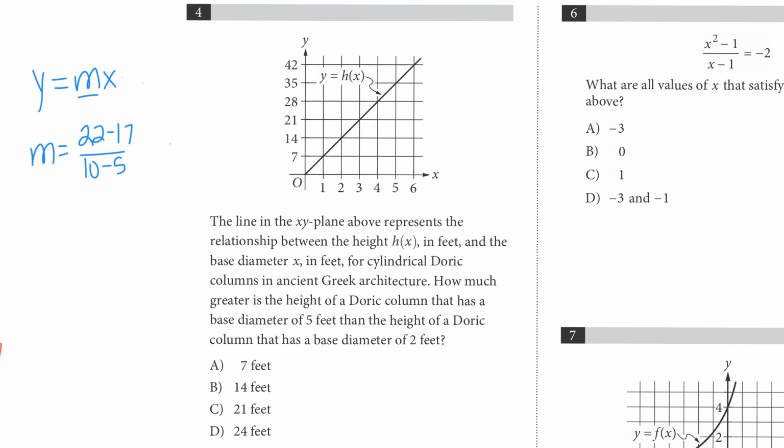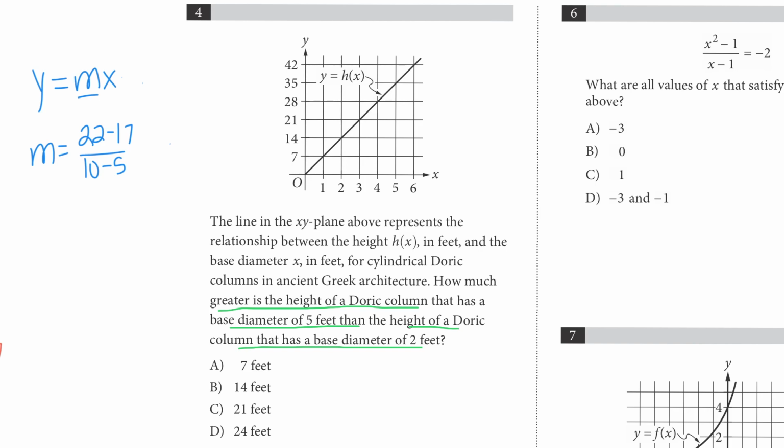Okay, problem number 4. The line in the xy plane above represents the relationship between the height, h of x in feet, and the base diameter, x in feet, for cylindrical Doric columns in ancient Greek architecture. How much greater is the height of a Doric column that has a base diameter of 5 feet than the height of a Doric column that has a base diameter of 2 feet?